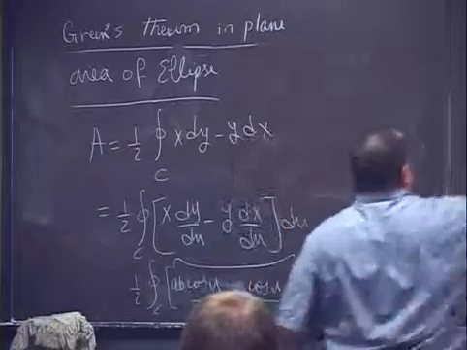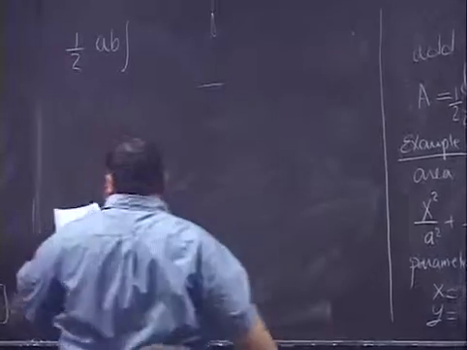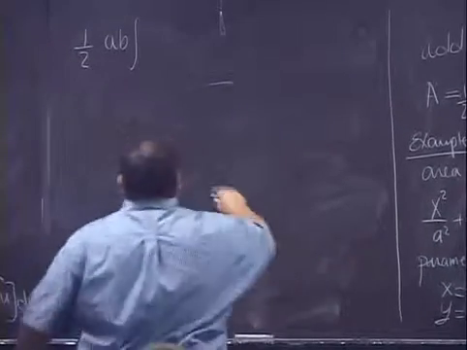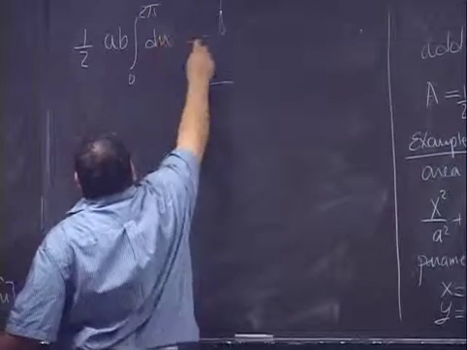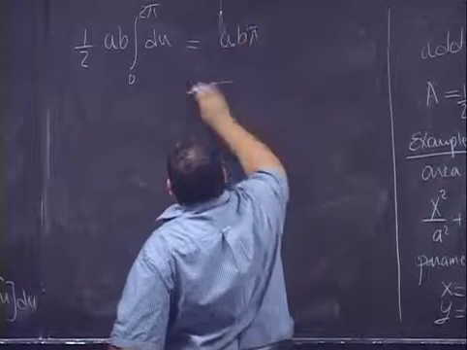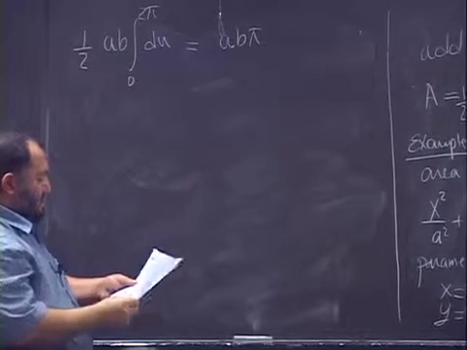So this will give us 1/2 ab, the integration over u, and u will go from 0 to 2 pi. So this will give you pi ab, and this is the area of the ellipse here.